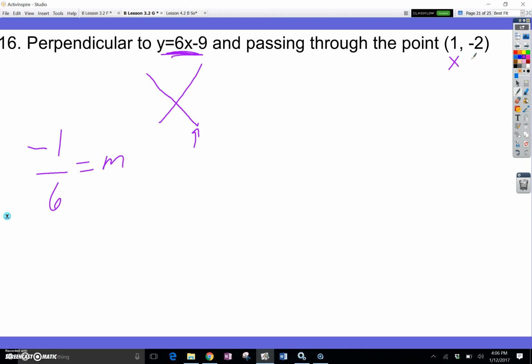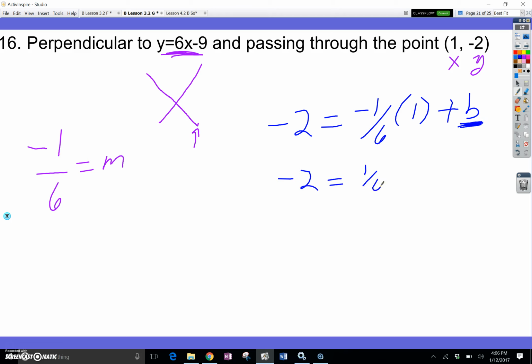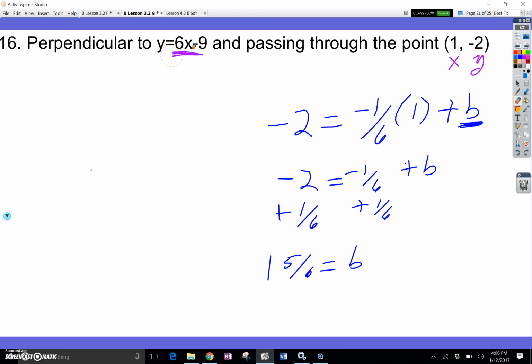I know this new line has this point, which is your x comma y. So when I plug all this into my equation, I'm going to have negative 2 is equal to your slope, which is negative 1/6 times your x value, which is 1, and we still need to solve for the b value. So I'm going to have negative 2 is equal to negative 1/6 plus b. Now I'm going to add 1/6 to both sides, and that is going to give me negative 11/6 equals my b value. Now that I have my b value, I'm going to plug in my perpendicular m, and I just erased it, but m was equal to negative 1/6, and my new b value.